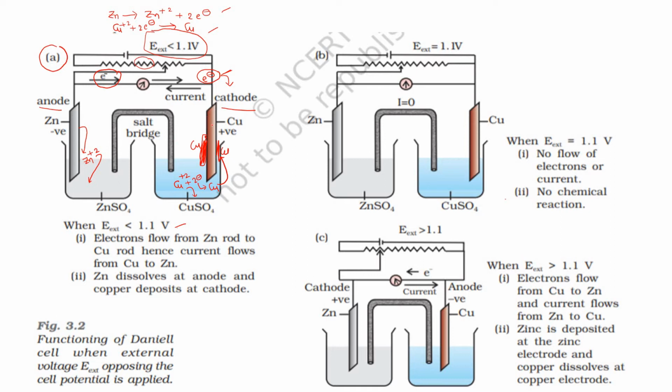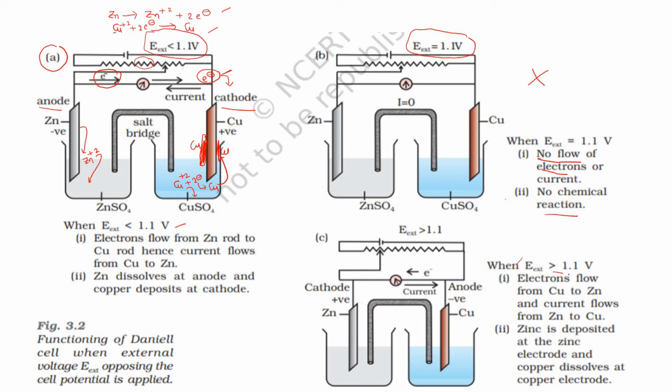Okay, this is happening. Now if I apply 1.1 volts, equal to 1.1 volts, here less than 1.1, now equal to 1.1. In this case there is no flow of electrons. Nothing happens. No chemical reaction. The cell reaction does not work here.